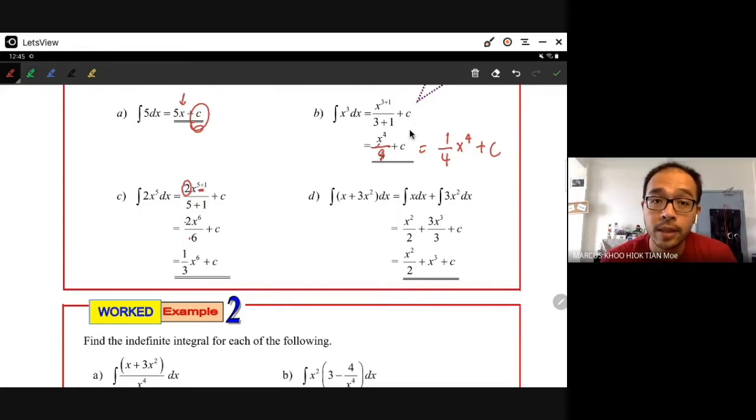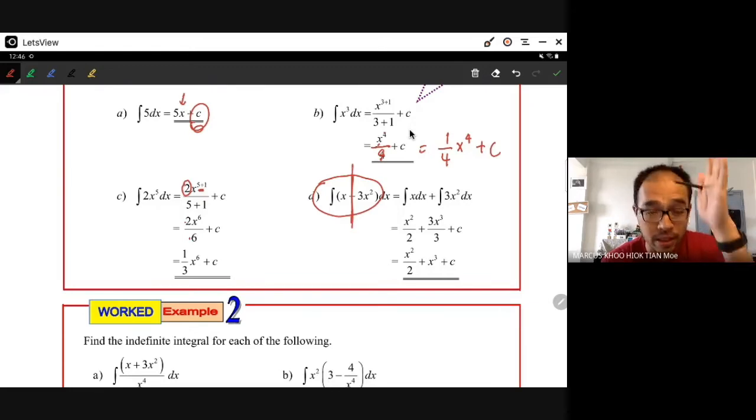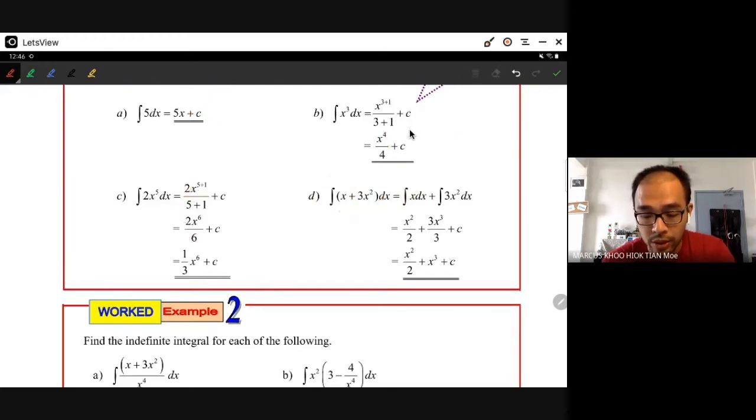What happens if you have something like this? What you do is you split it into two. Separate them, and integrate each one with respect to dx. I'll show you again now. So this is x, this is 3x squared, and then this is 3x squared. Then you integrate them one by one, just like when you were doing differentiation, where you differentiate each one separately, one by one.